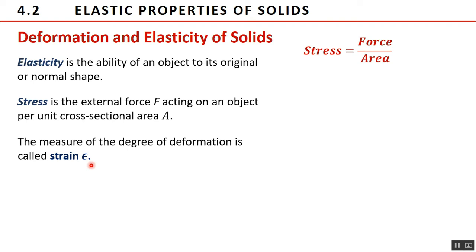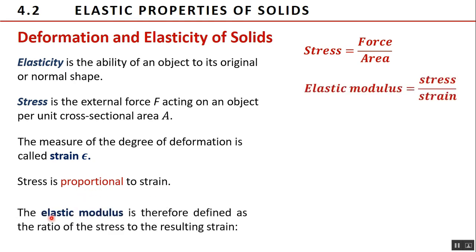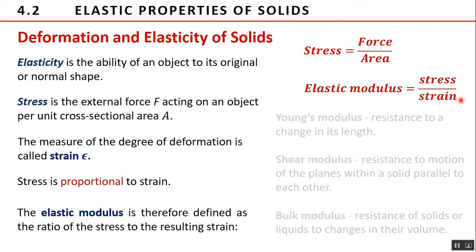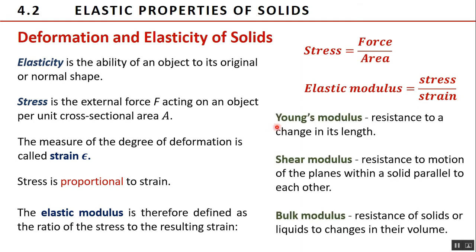Experiment shows that for a sufficiently small amount of stress, stress is proportional to strain. This proportionality relationship is associated with a constant called the elastic modulus. The elastic modulus is therefore defined as the ratio of the stress to the resulting strain. For the purposes of this unit, we shall consider three types of elastic moduli for different types of deformation: Young's modulus, shear modulus, and bulk modulus.